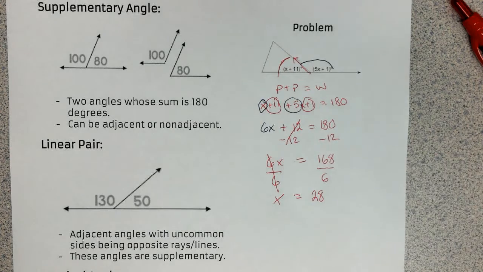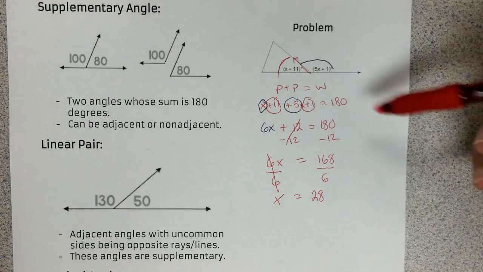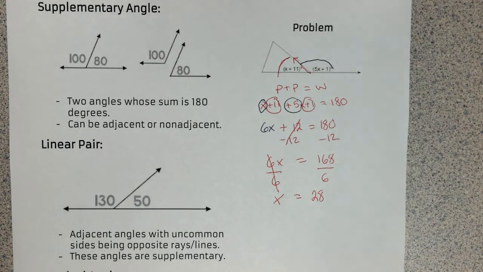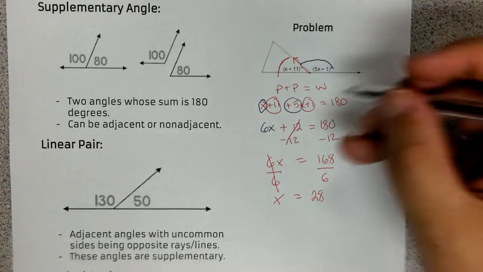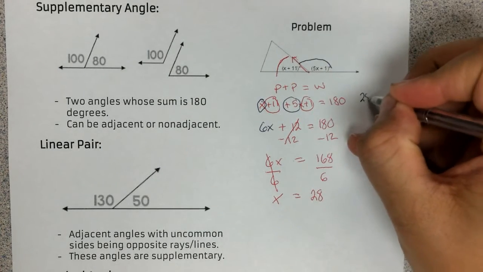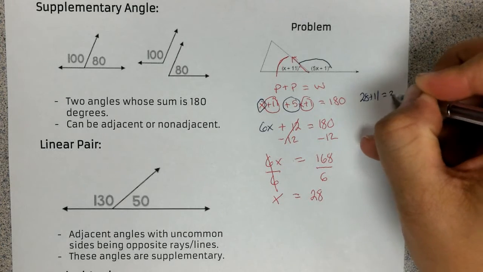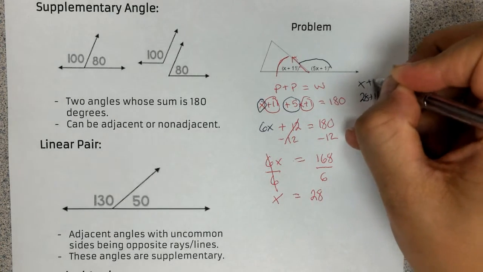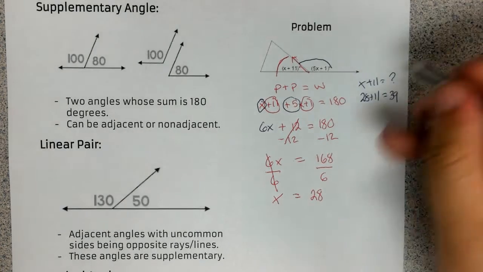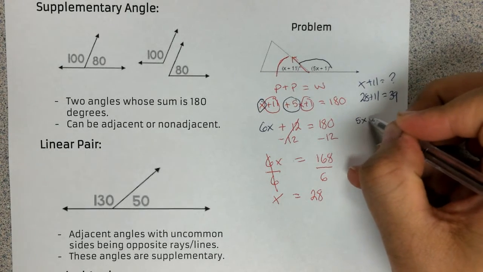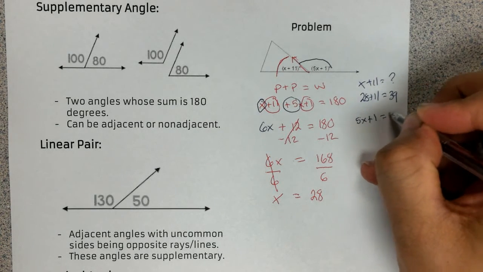Now, I could go back and plug this in to find the two angles. In fact, let's do that. If I take 28 and plug it in, then one of my angles is going to be 28 plus 11, which is equal to 39. That was my x plus 11 equals question mark. And then I also have 5x plus 1 equals question mark.